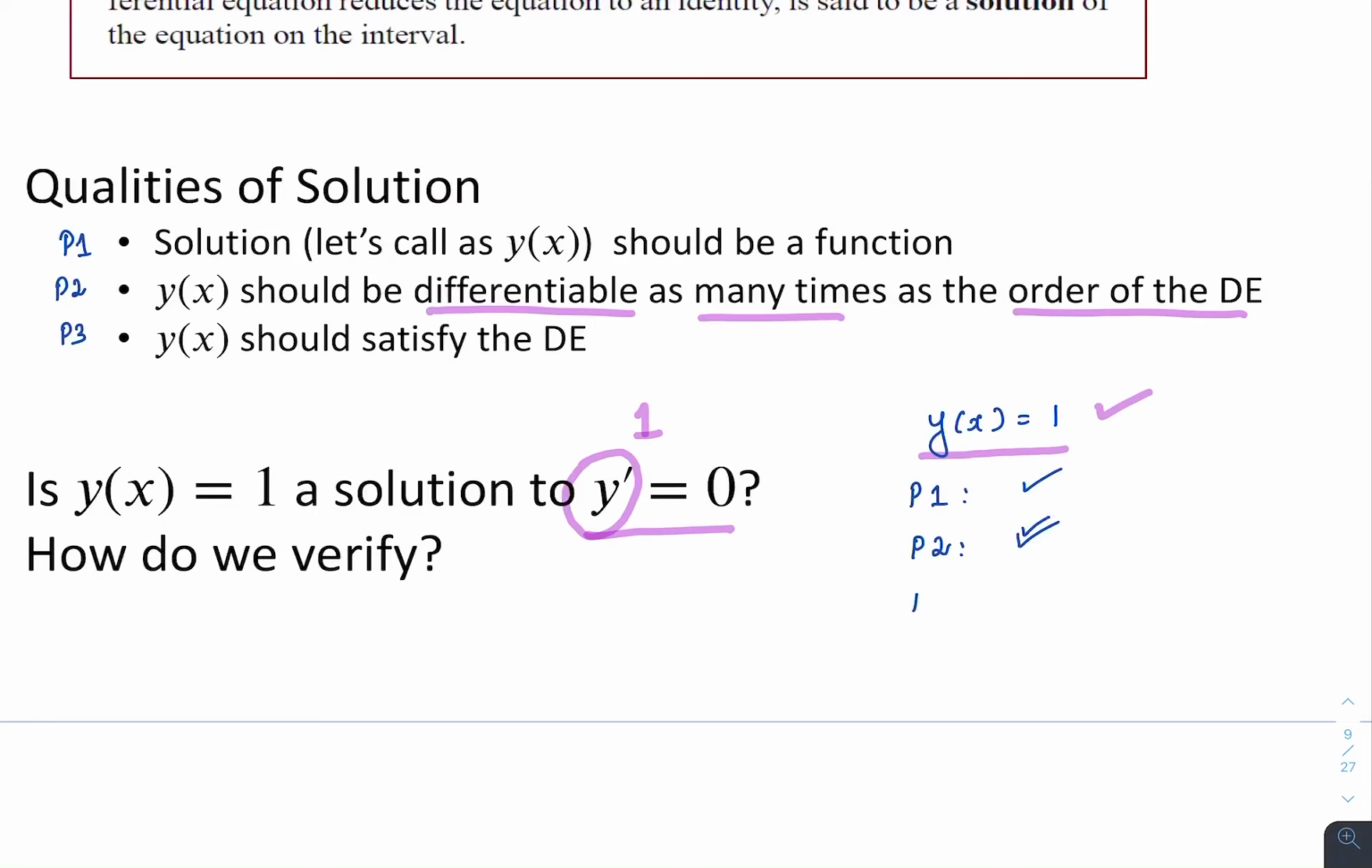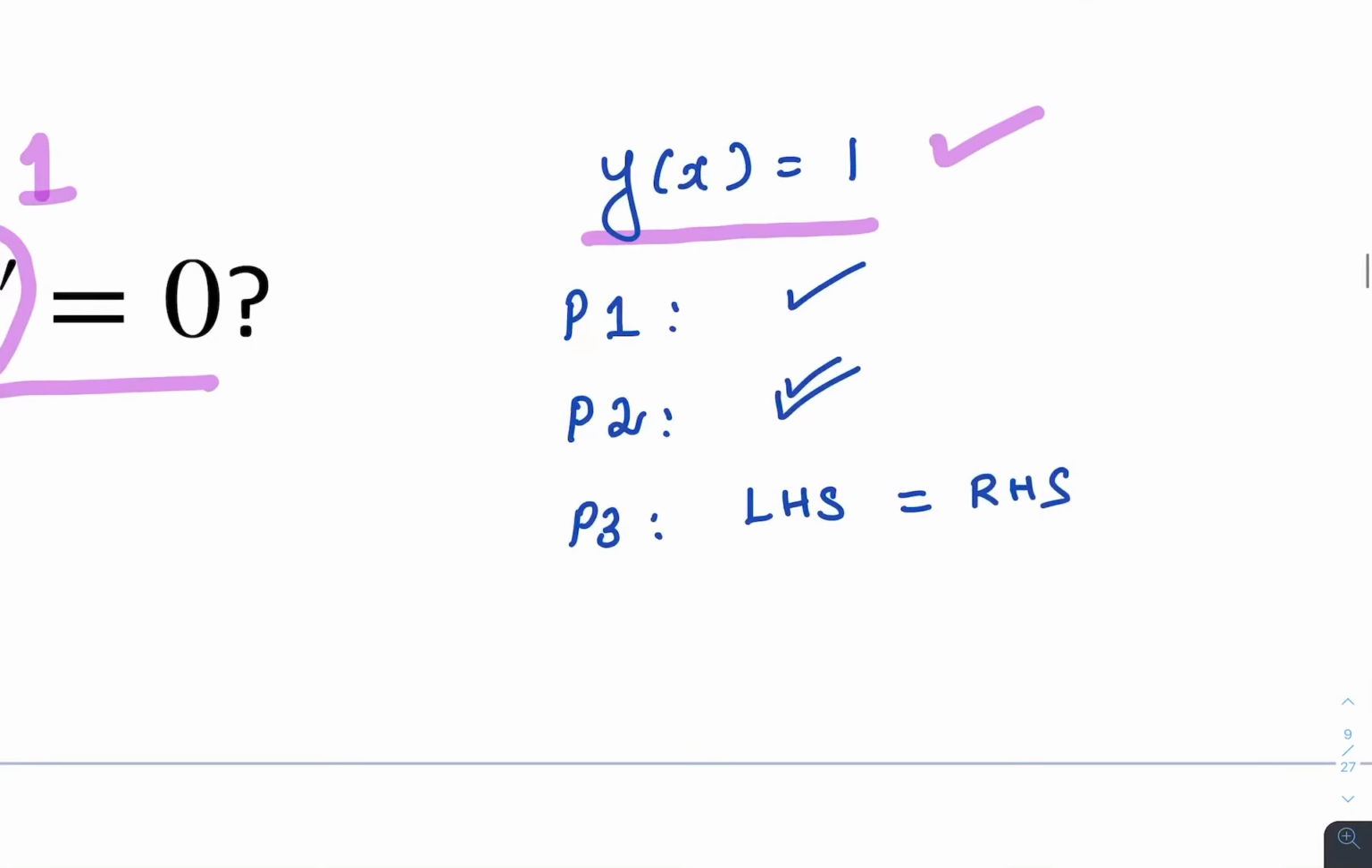The third property is: does it satisfy the differential equation? This is the most important step. We're going to take the left-hand side and see if that equals the right-hand side. In this case, the left-hand side is y prime. Since you're all experts in finding the derivative, you know that the derivative is equal to 0. So this is equal to 0, which is the right-hand side.